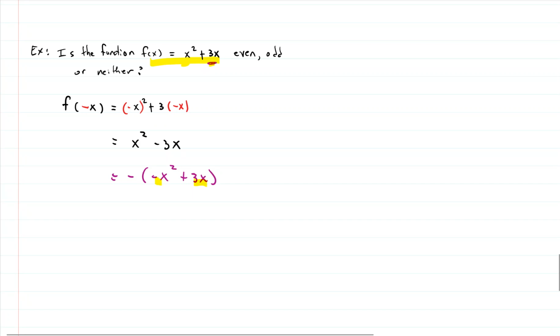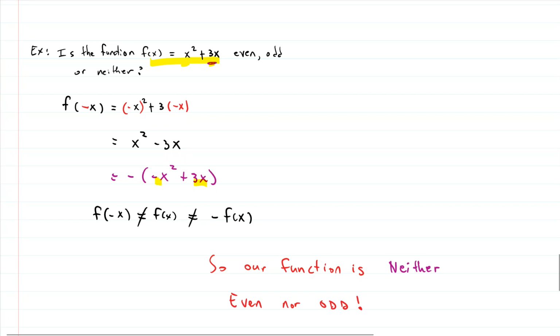So once we plugged the negative x into the function, it was not the original, and it was not the negative of the original. So our function is neither even nor is it odd.